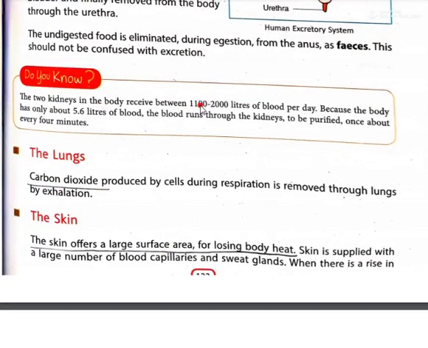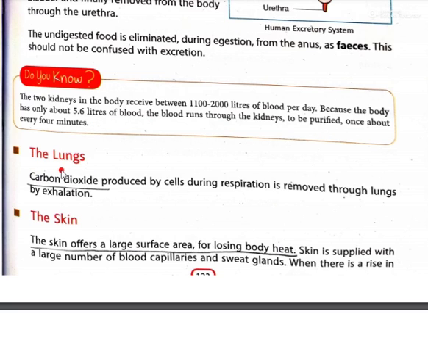Our two kidneys in the body receive 1100 to 2000 liters of blood per day, and how much urine will they produce? The body has about 5 to 6 liters of blood. The blood runs through the kidneys to be purified once about every 4 minutes. Every 4 minutes, the body's blood comes into the kidneys.